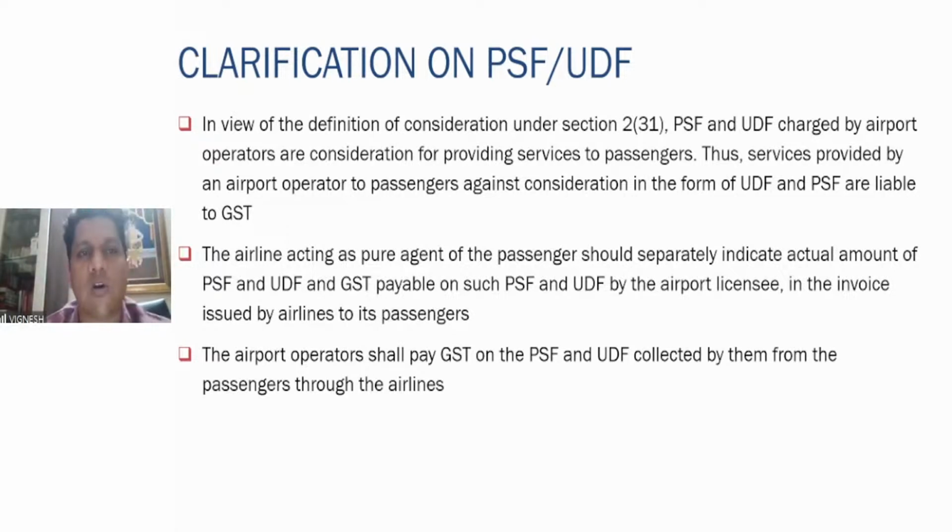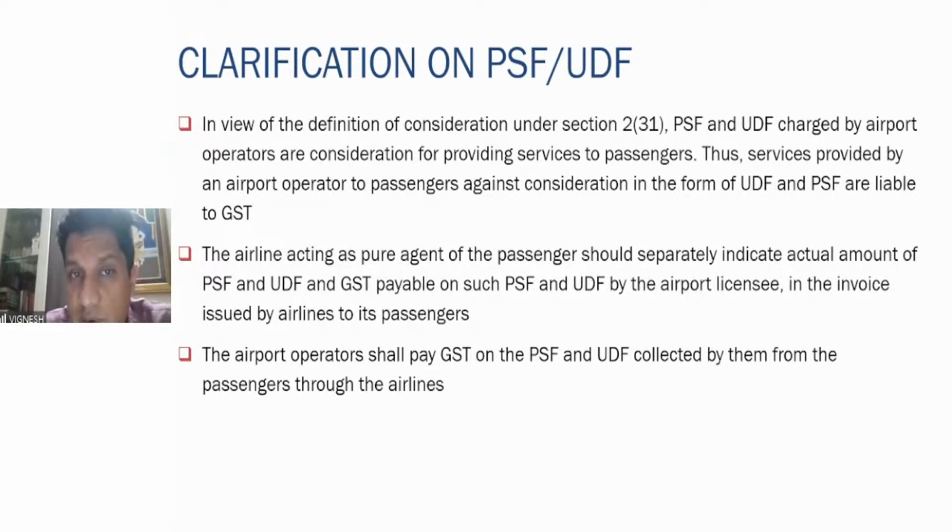So therefore, there is a concept of pure agent, which we will see in the value of supply chapter also. Pure agent means he is actually an agent of that person, and he is authorized to do things on his behalf. And the moment it is a pure agent, he will not raise any invoice from his side. He will collect the amount and pay. So here the airline is acting as a pure agent of the passenger. He should clearly indicate the amount of PSF and UDF, etc.